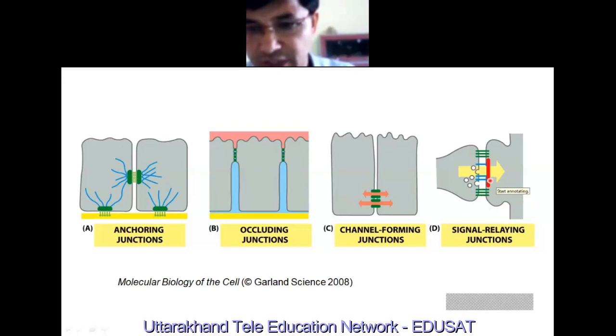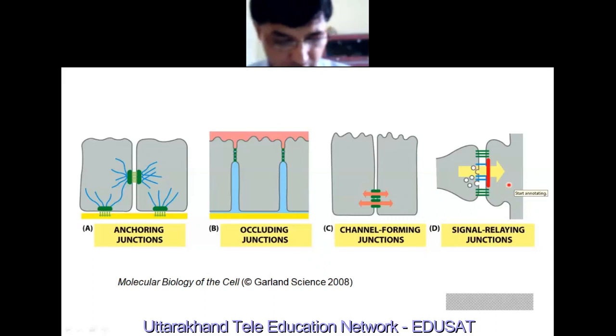Then some receptor proteins are present for these neurotransmitters, or these signal molecules, or these ligand molecules. Then the ligand molecule or signal molecule binds to its receptor. Then what will happen? A receptor signal complex is formed here. Now this receptor signal complex sends the signals from one cell to another cell.